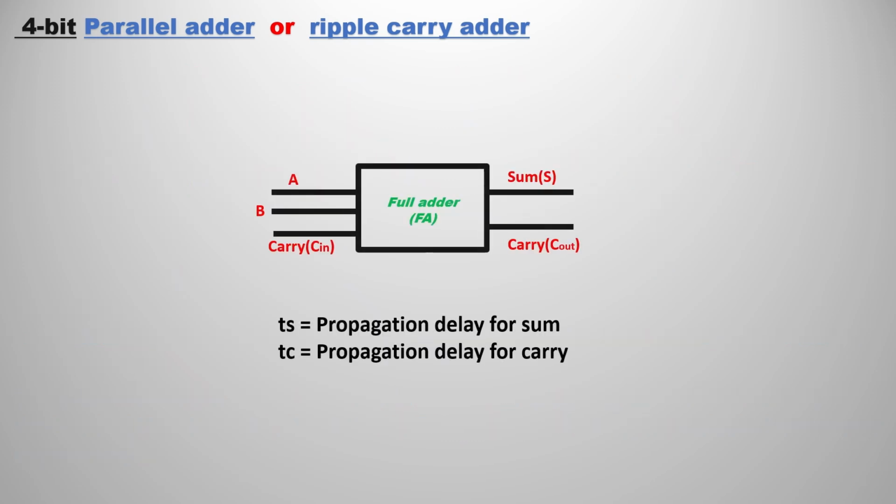If you see the block diagram of the full adder, at the block level we are going to consider TS and TC. TS means the propagation delay of the sum, and TC means the propagation delay of the carry. The outputs are only two: the first one is sum, the second one is carry. So we are going to represent two propagation delays, for sum and carry.